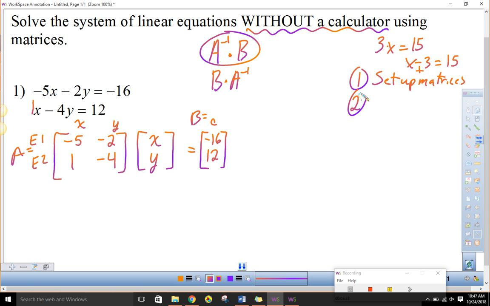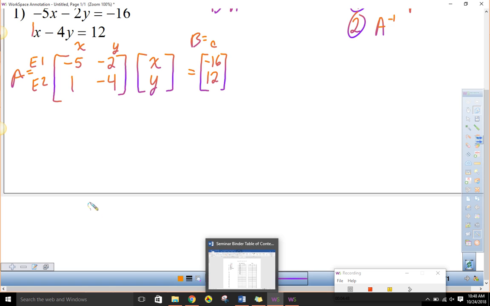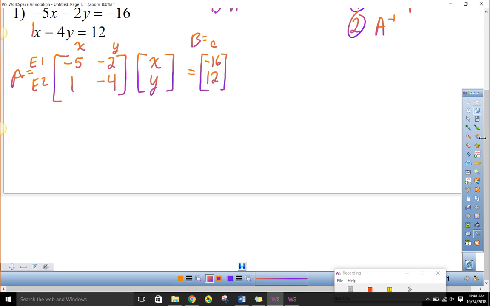And your second step is to find A inverse. Yeah? Alright, let's do it. I want more space. Do you remember how to find A inverse? I'll give you a little context.